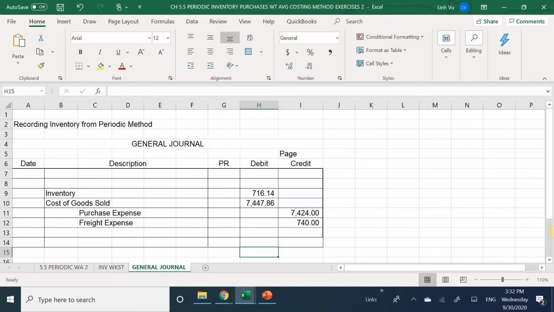Tomorrow is going to be the full-on review for Chapter 5, where we're actually going to be looking at what happens when you have purchase returns and allowances, and how that affects your equation. So we're going to go through every single concept: FIFO, LIFO, and weighted average, and the scenario where we are making returns and allowances.